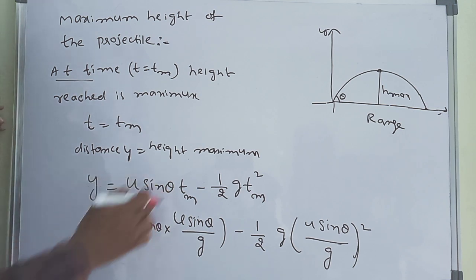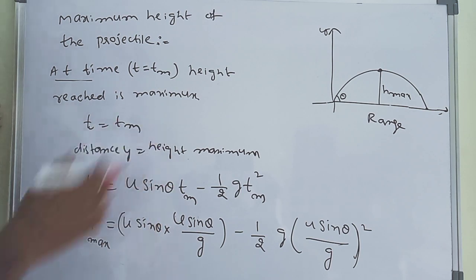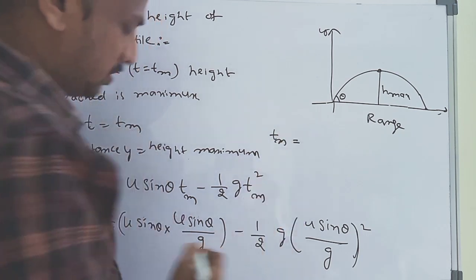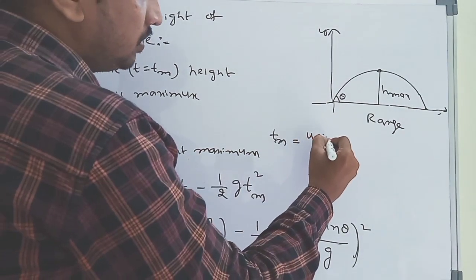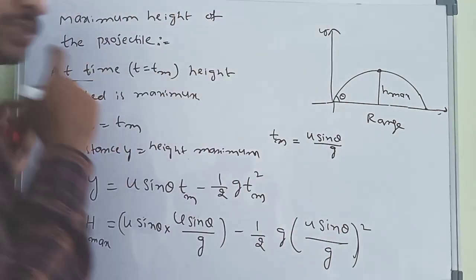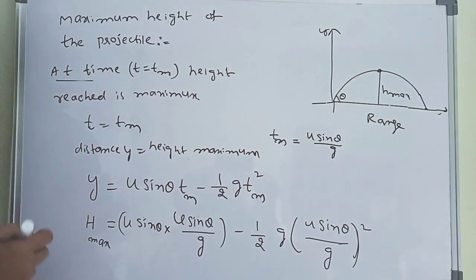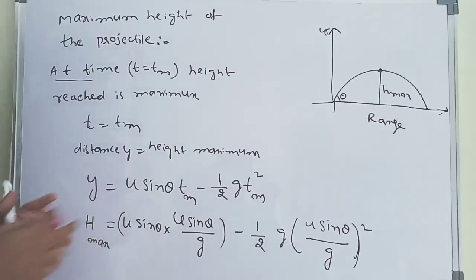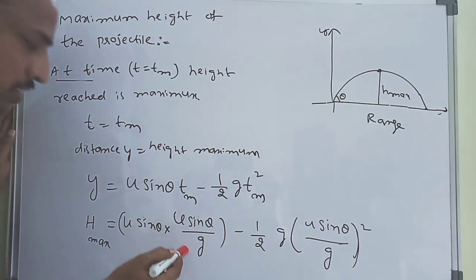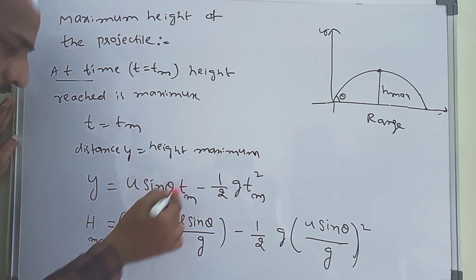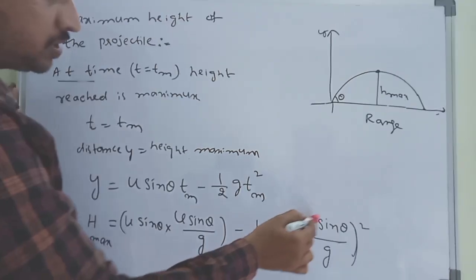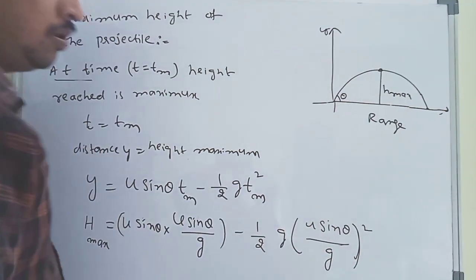and u sin theta, and what is t? t means tm. What is tm? Maximum time, time at maximum. We already know that is u sin theta by g. So now this t is equal to tm, u sin theta by g, substitute here. So therefore u sin theta into tm is equal to u sin theta by g minus half into g into (u sin theta divided by g) whole square.